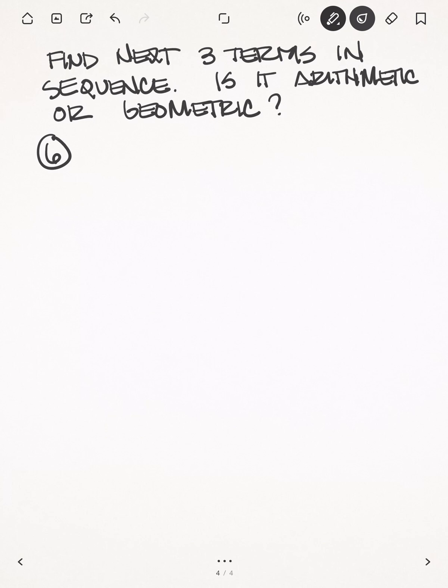Number 6. If you have 200 and then you have 186, 172, 158, and we want to find the next 3 terms. Well, what's happening? We're decreasing. So we're either subtracting something or we're dividing by something. Well, let's try subtracting first. If we take 200 and we subtract 186, the difference between those two numbers is 14. So we are subtracting 14.